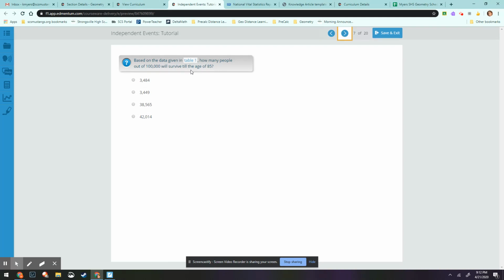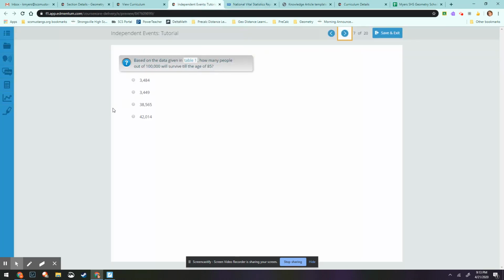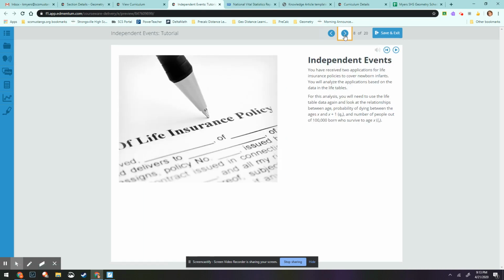All right, based on the data given in Table 1, how many people out of 100,000 will survive till the age of 85? So let's go to 85. How many people out of 100,000 will survive that? And that's 38,565. So let's click that, and we got it right. That's just some more practice with making sure we can get answers from the table.